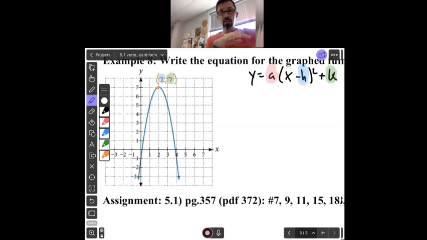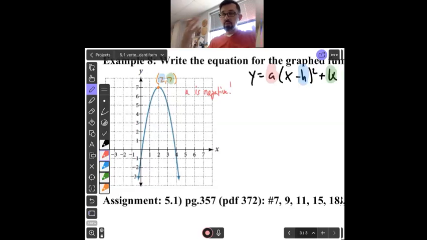The way I showed you on Thursday was very concrete: do this, do this, do this, you get your answer. Let's stop and think about this. Knowing what we know about a, a has two jobs. It's either reflecting or it's compressing and stretching. As soon as we look at this, we know a is negative. There's no way it's not.